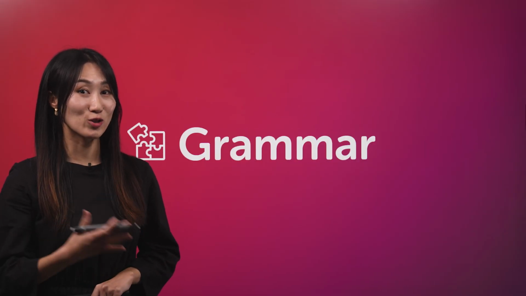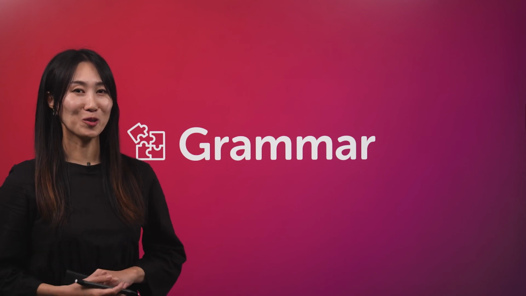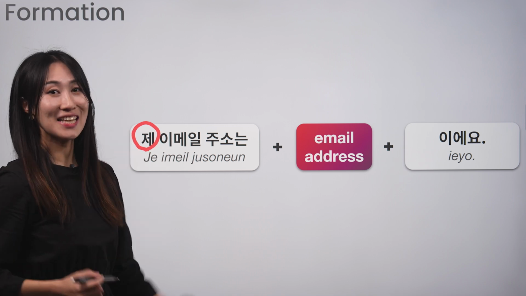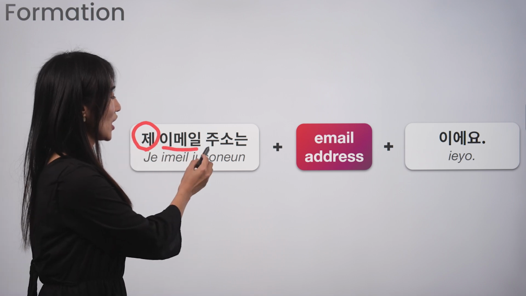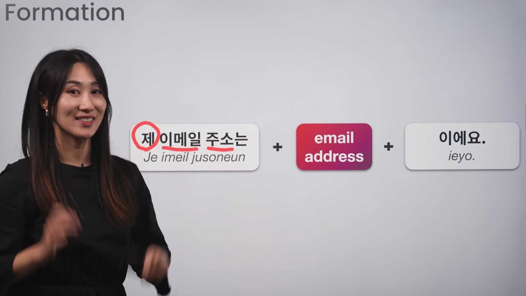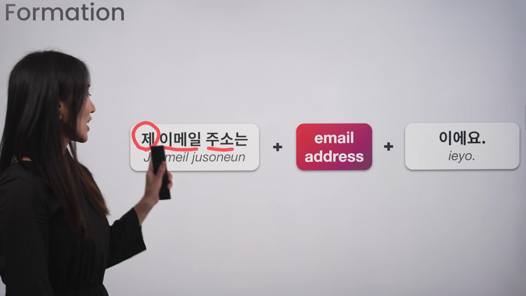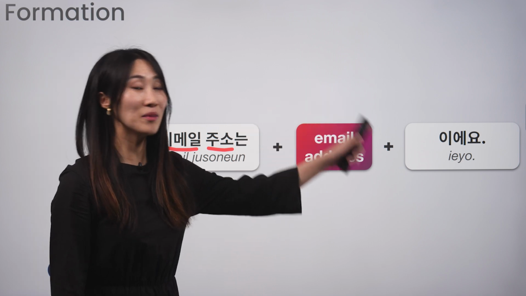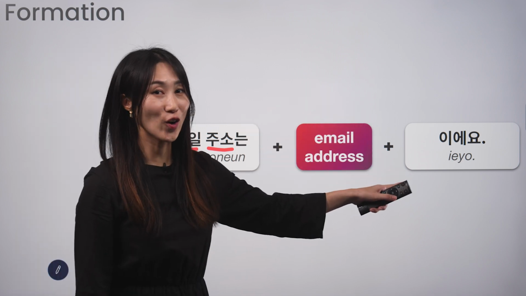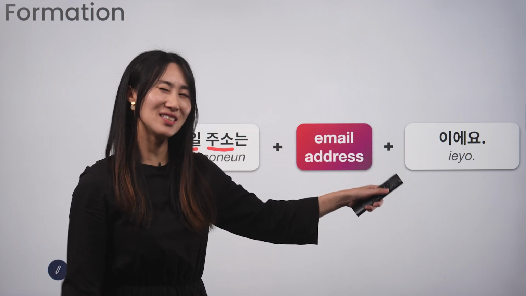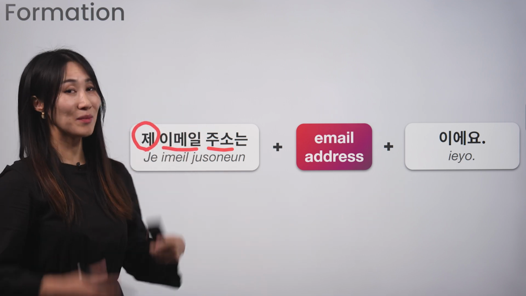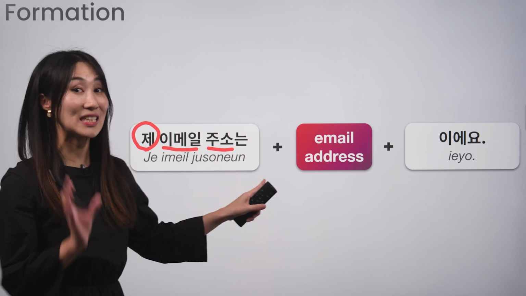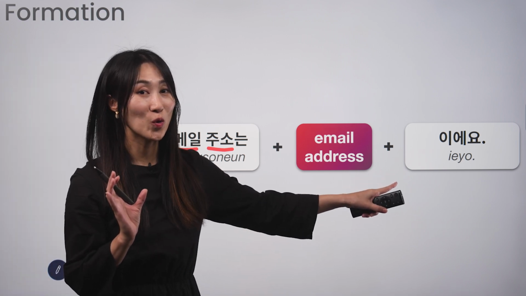Let's look at the sentence pattern. This pattern is the structure that all of our dialogue will follow. As we talked, 제 means my, 이메일 means email, and 주소 means address. You just need to say 제 이메일 주소는, as for my email address, then say your email address, and 이에요, which means is. So altogether, my email address is blah blah. In Korean it's 제 이메일 주소는 email address 이에요.